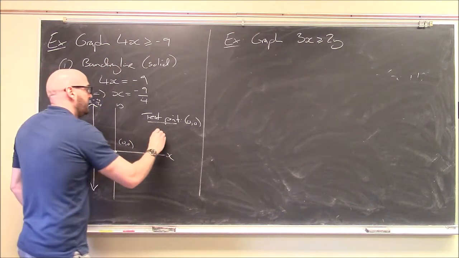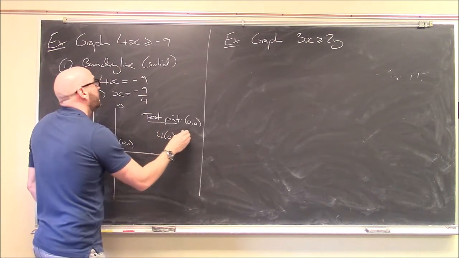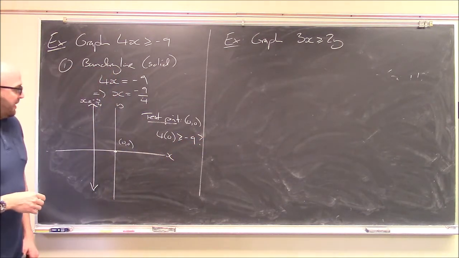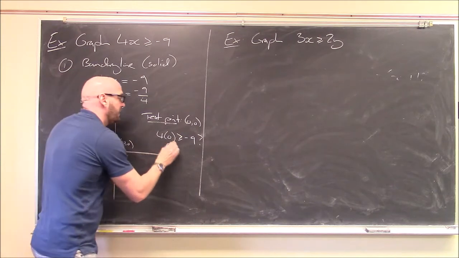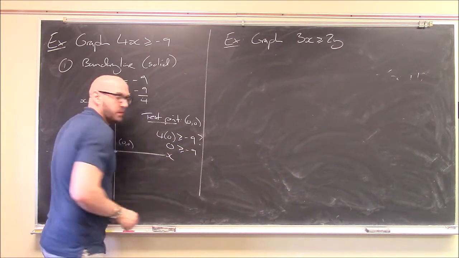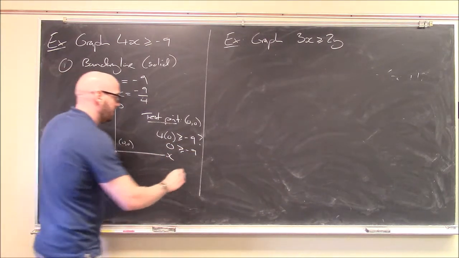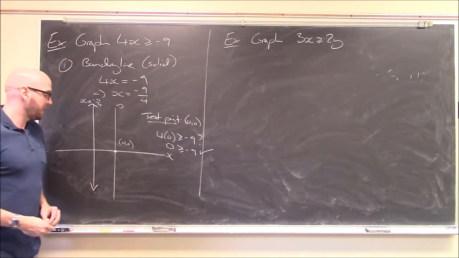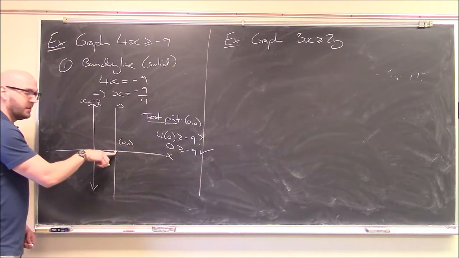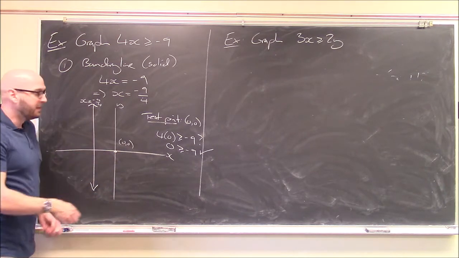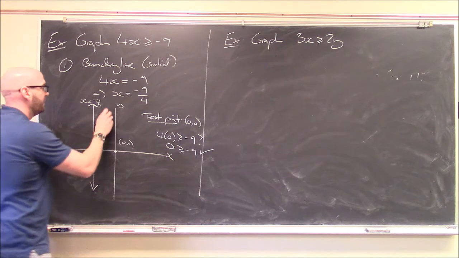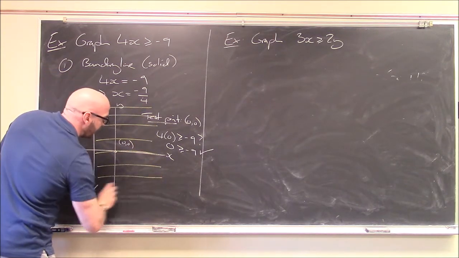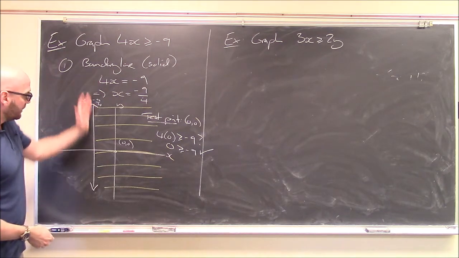So if I plug in 0, is 4 times 0 bigger than or equal to minus 9? Well, that's asking, is 0 bigger than or equal to minus 9? And the answer is yes. 0 is strictly bigger than negative 9. So that means this point is in the half plane containing all of the solutions. So my graph is the right half plane in this case, including the boundary line.